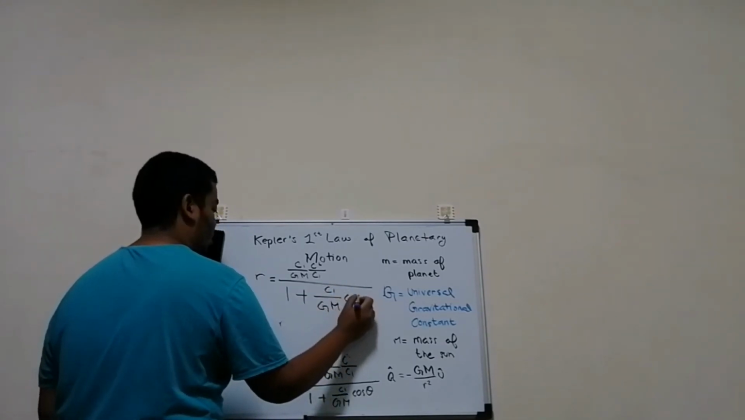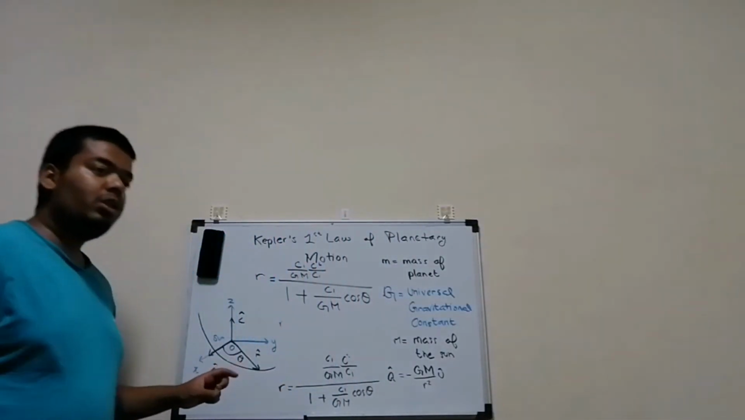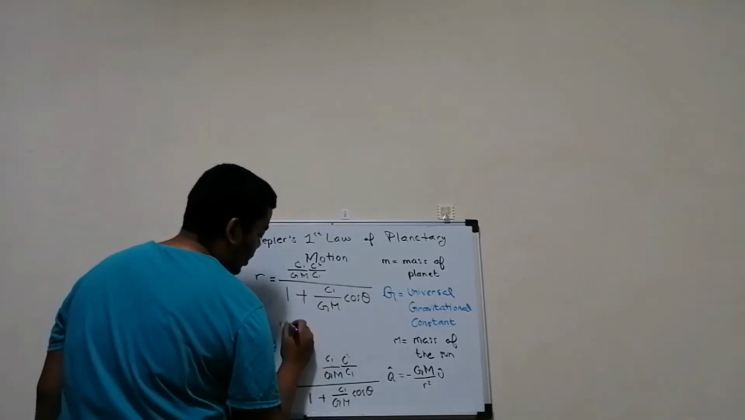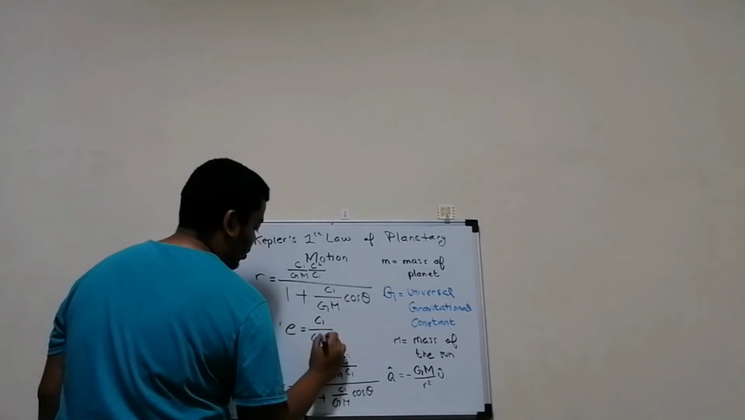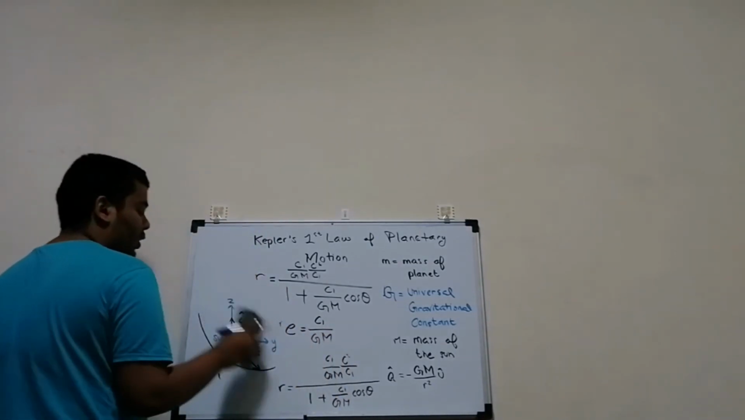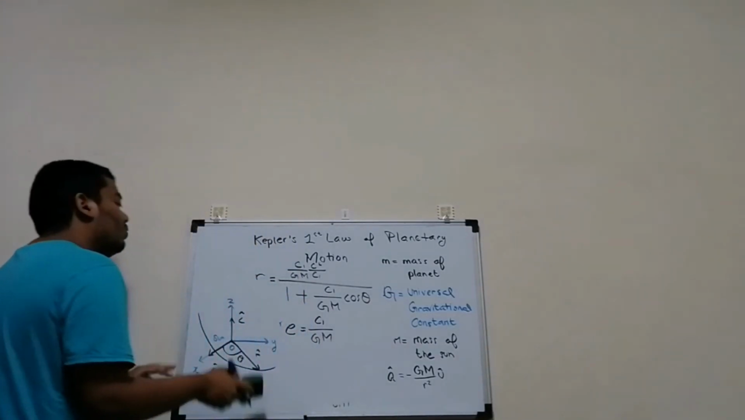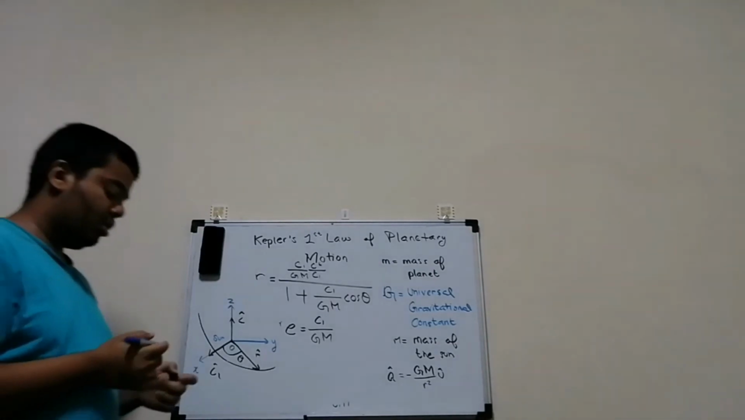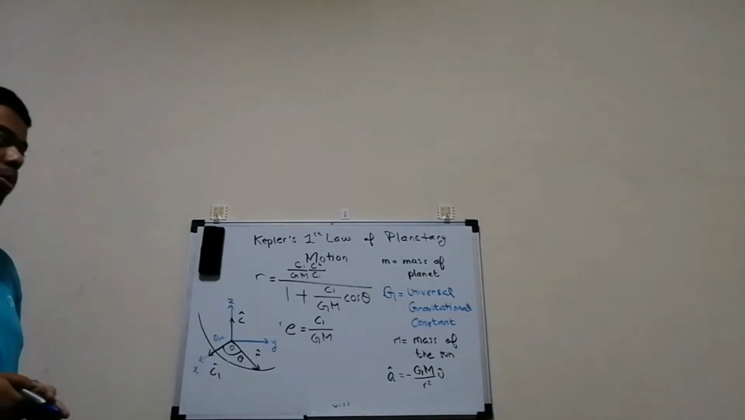Guys, this is actually a polar equation for a conic section with eccentricity E, which is equal to C1 over GM. Another thing I want to point out to you guys: a conic section can have three different kinds of curves: an ellipse, a hyperbola, and a parabola.